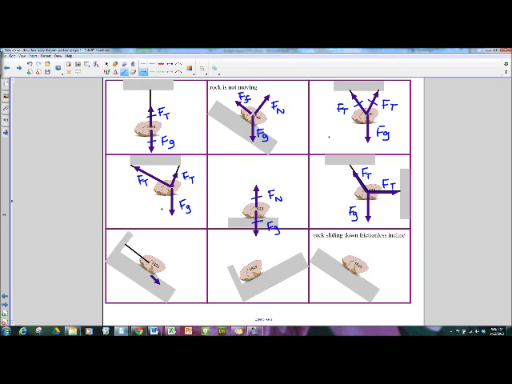Now I have a rock resting on a surface but being held in place by a string. A lot of forces on this one. So I'm going to start with gravity. It's being supported by a surface. It's being held by a string. And it's also being held from not sliding by the force of friction as well. So I have four forces on this one. So Fn, Fg, Ft, and Ff.